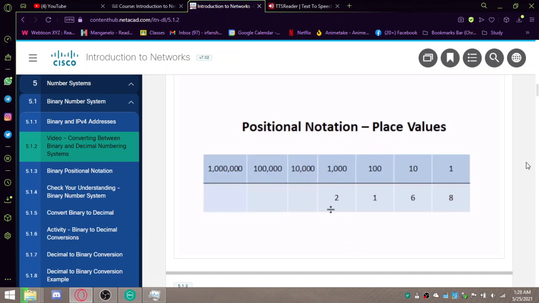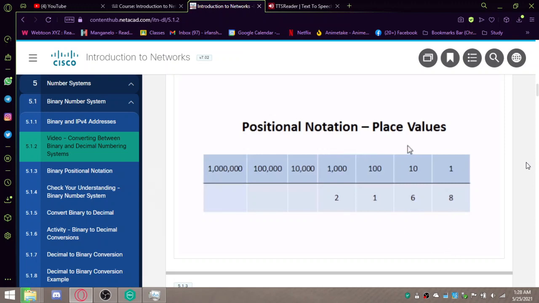You can see that we have the number 2 in the 1,000s place, so we have 2 1,000s. We have a 1 in the hundreds place for 100. We have 6 in the tens place for 60. And we have 8 in the ones place for 8. So effectively, we have 2 1,000s, 1 100, 6 tens for 60, and 8 ones for 8.